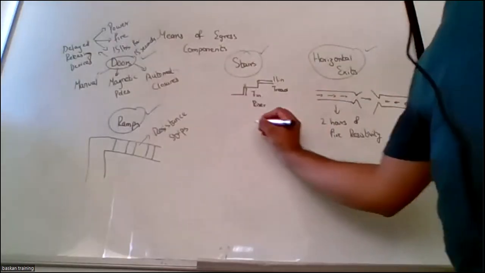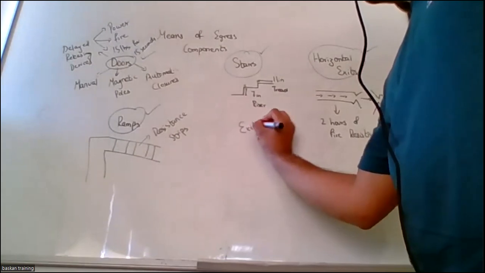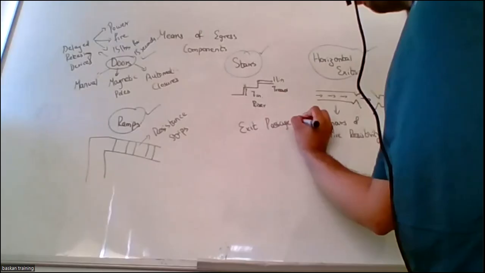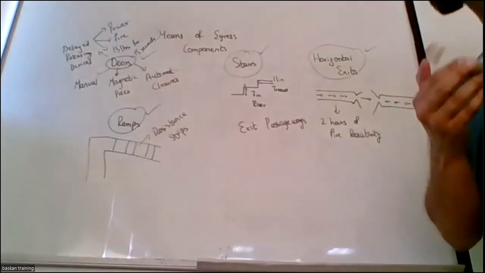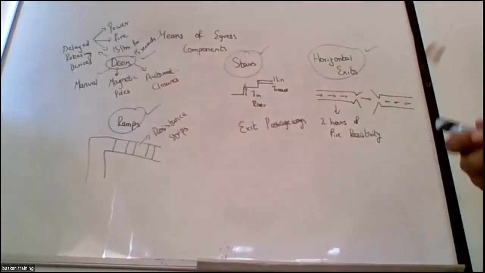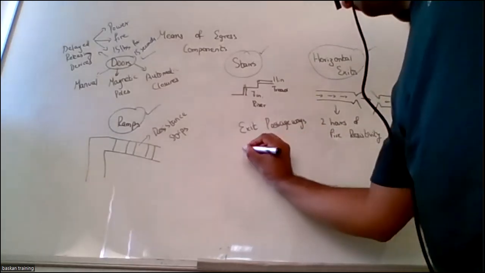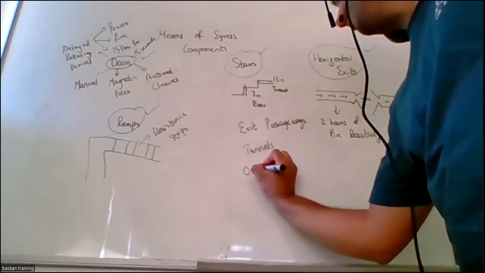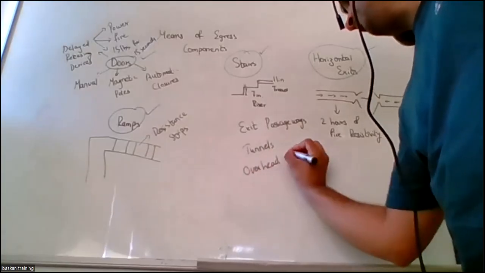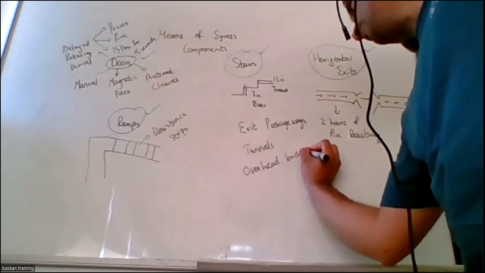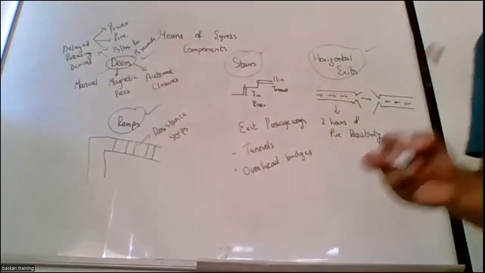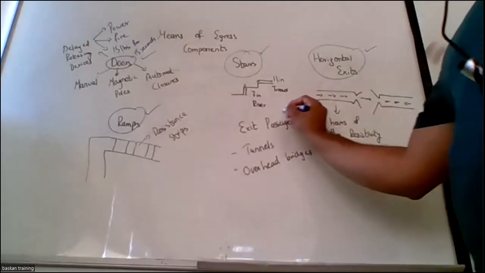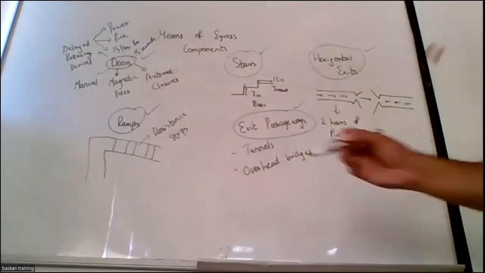Any type of exit passageways, like tunnels, overhead bridges. You'll see that most of the time we have subways available. So they are also considered as means of egress.